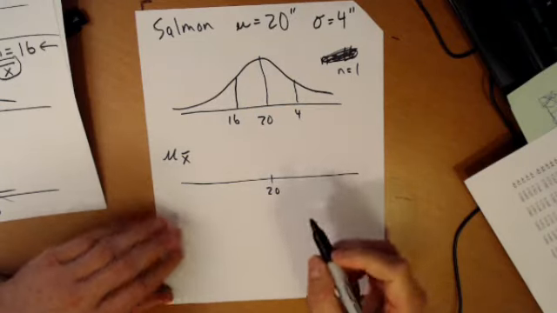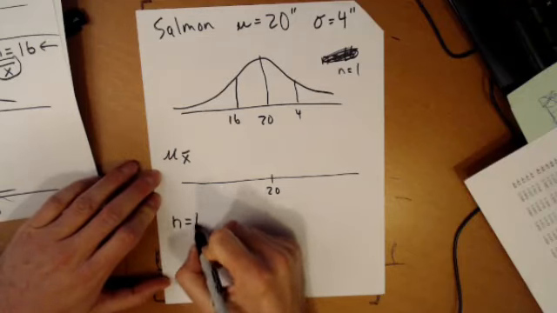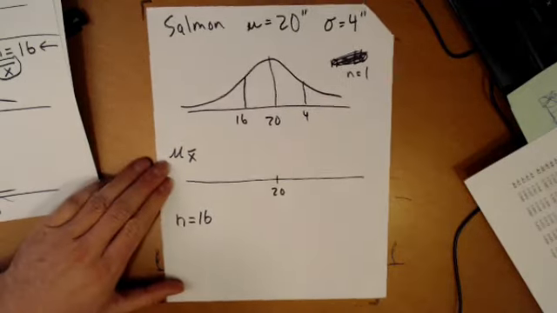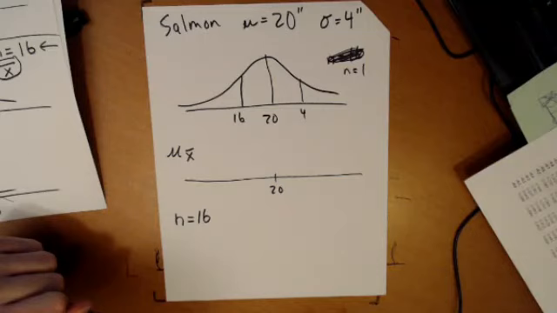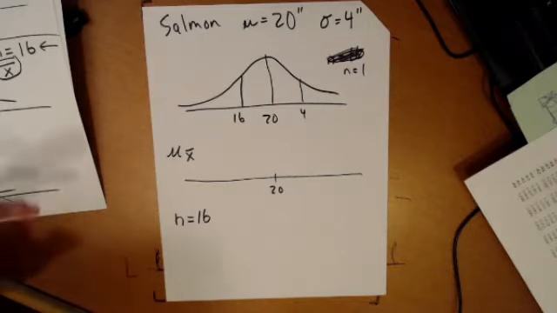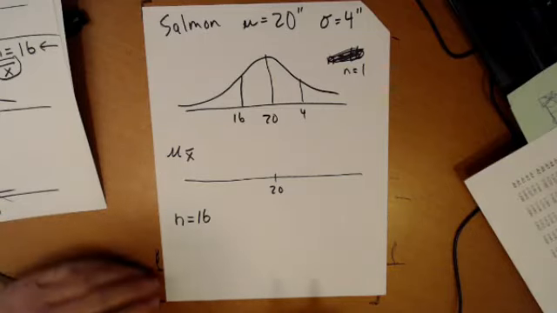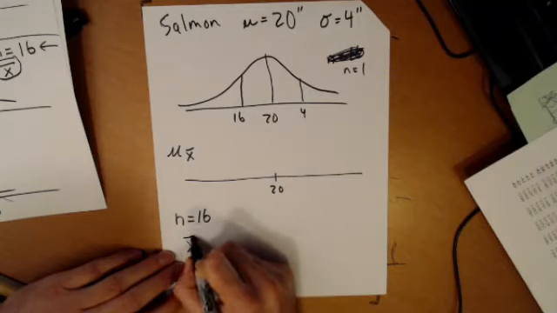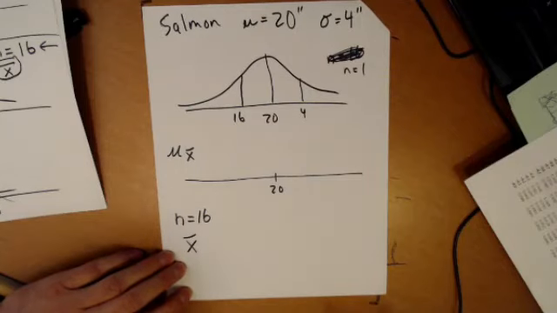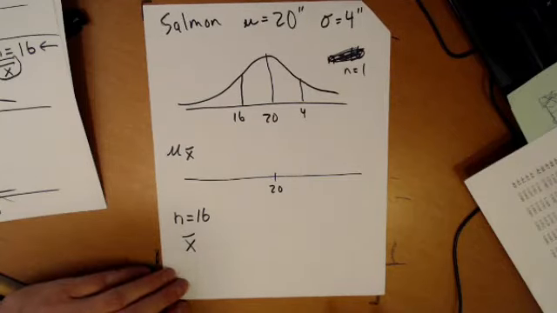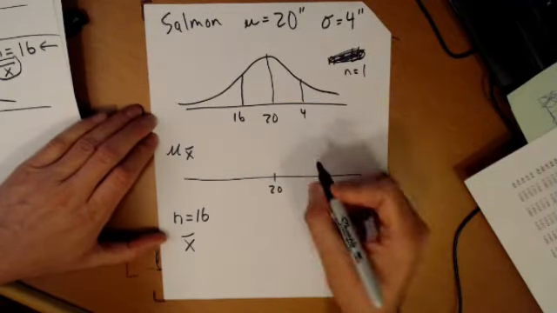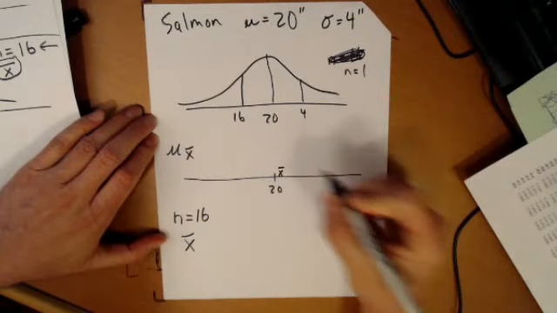So here's the idea. Let's say sample size is 16. That's a lot of salmon. 16 of them is kind of a lot. So you reach in, randomly grab 16 salmons and figure out the average length, the X bar, of that group of 16 salmons. It's probably going to be really, really close to 20. Okay, so it's probably like 21 or something. So there's an X bar.